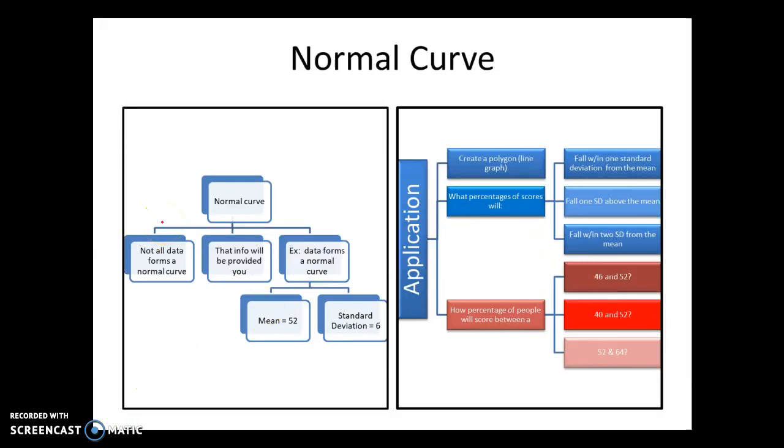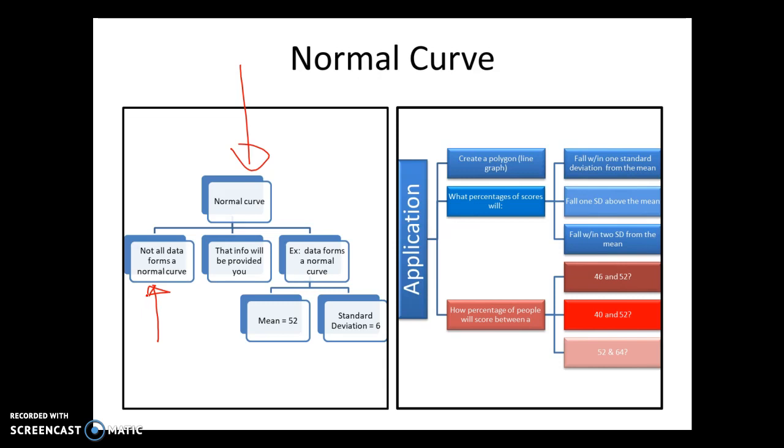Okay, so let's go through this rather quickly. We're going to start on this side of the page, okay? So the important thing to remember is that not all data forms a normal curve. But interestingly, a lot of large data sets, when we graph them, do form normal curves, okay? So for instance, height and intelligence of large sample sizes often form normal curves.